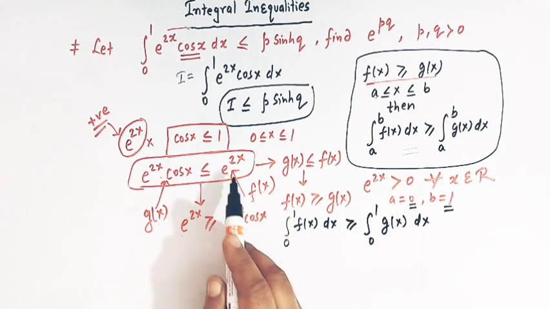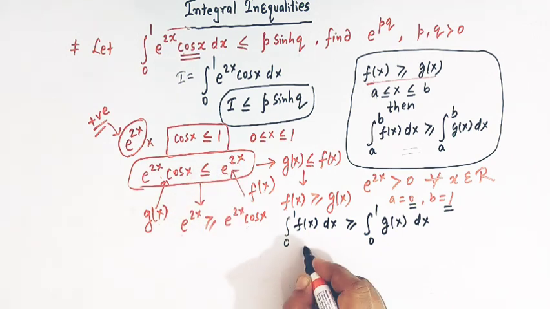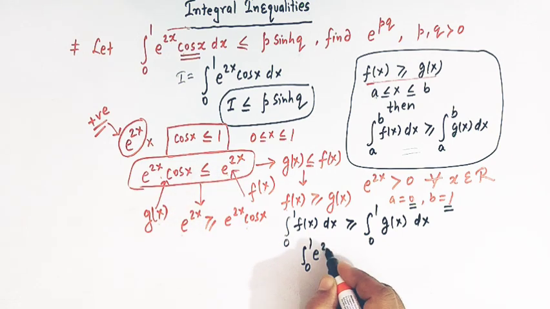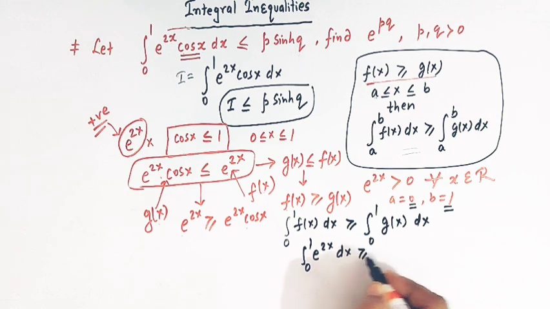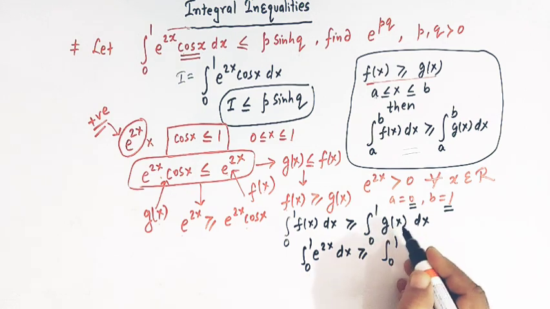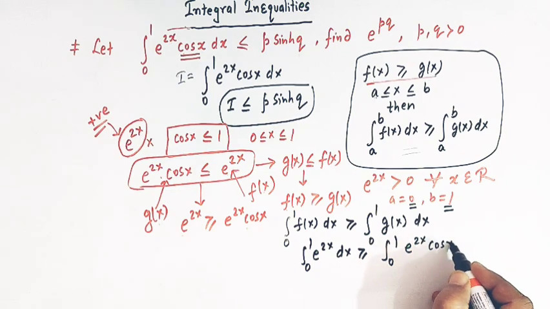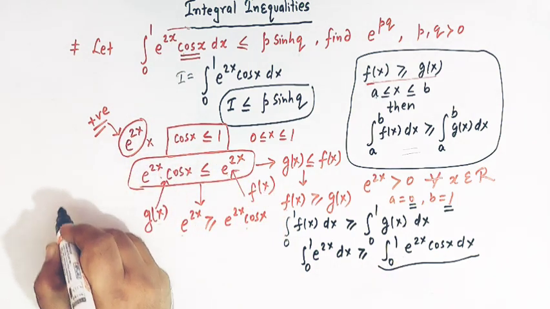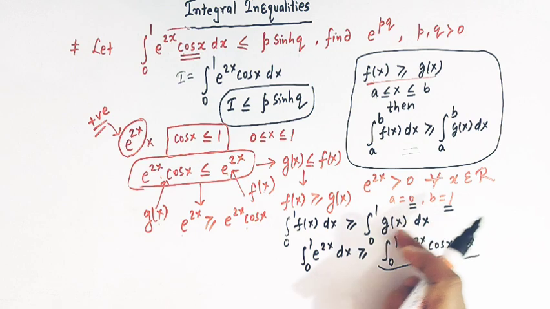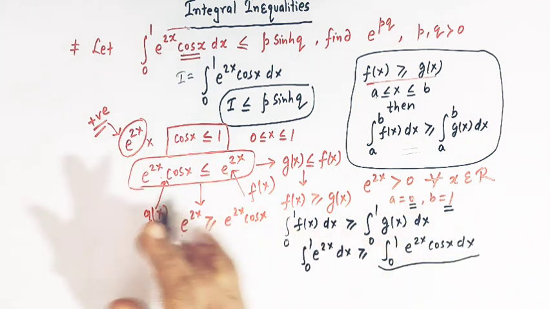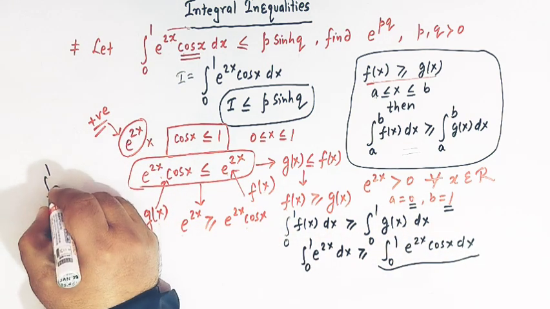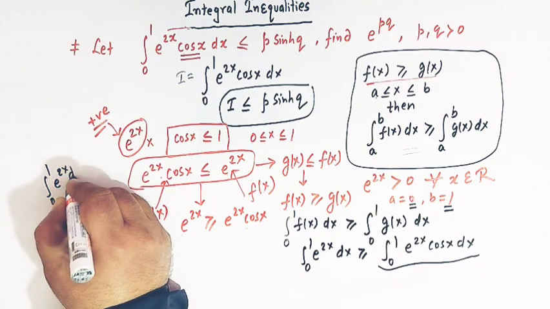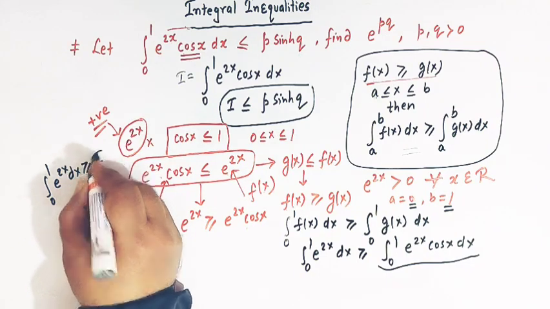Now f(x) is e raised to 2x. So we can now write the integral from 0 to 1 of e raised to 2x dx greater than or equal to the integral from 0 to 1 of g(x), which is e raised to 2x cos x, right? And now this integral is I. So for simplicity, this integral can be denoted by I. So we have the integral from 0 to 1 of e raised to 2x dx is greater than or equal to I, right?